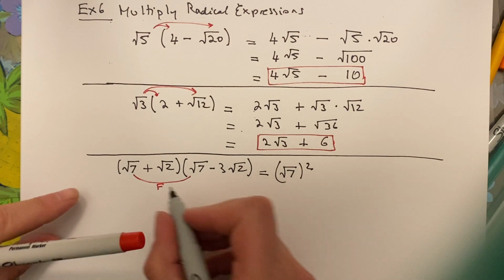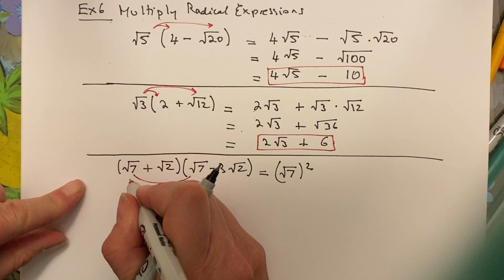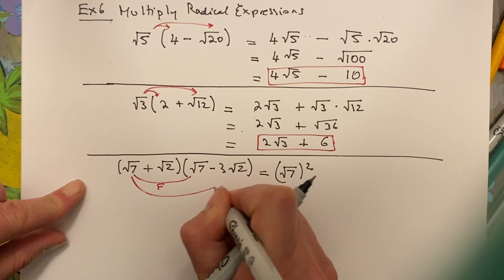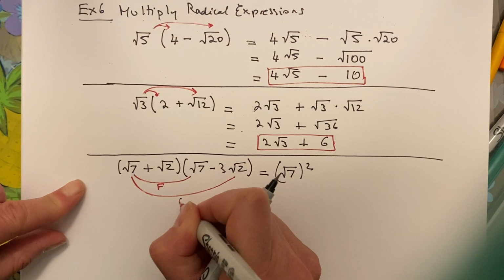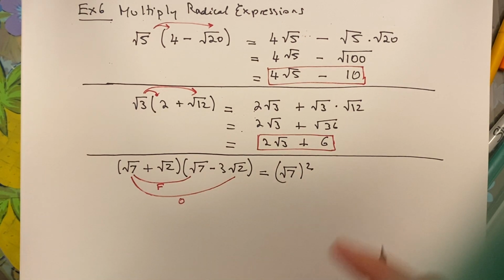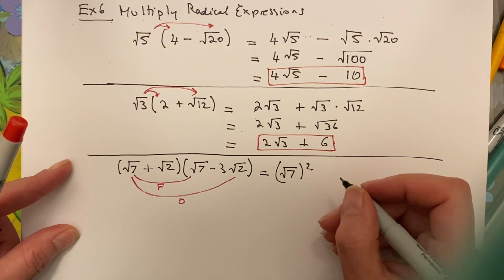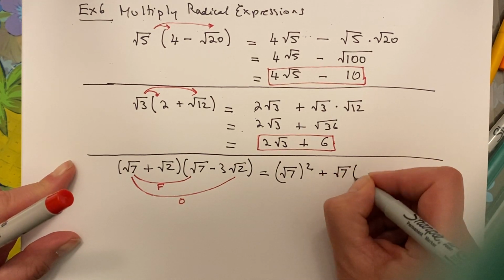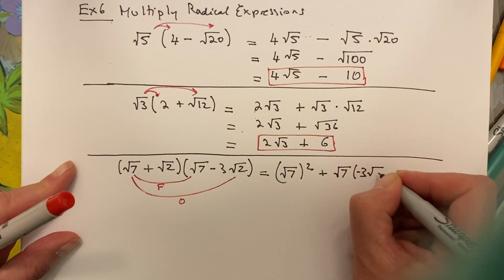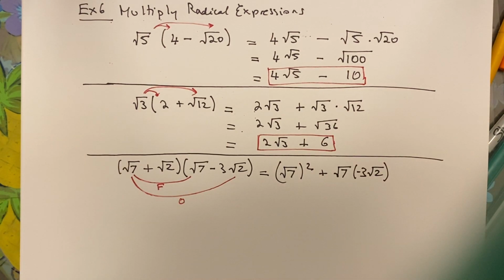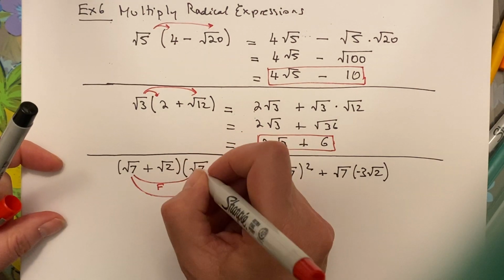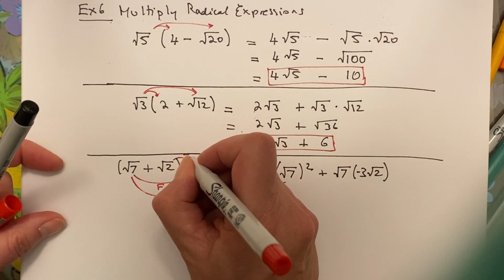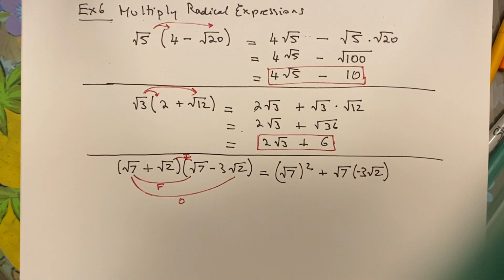Next, I'm going to do outer. Well, that's square root of 7 times negative 3 square root of 2. So, plus square root of 7 times negative 3 square root of 2. Now I'm going to do inner. I'll just put that up here. And it's the square root of 2 times the square root of 7.